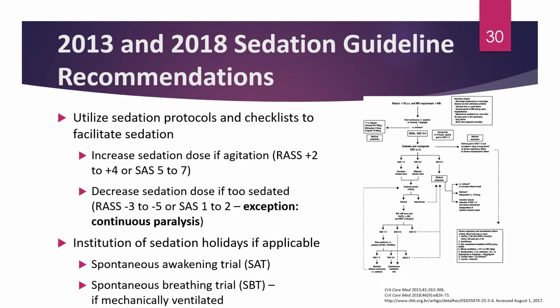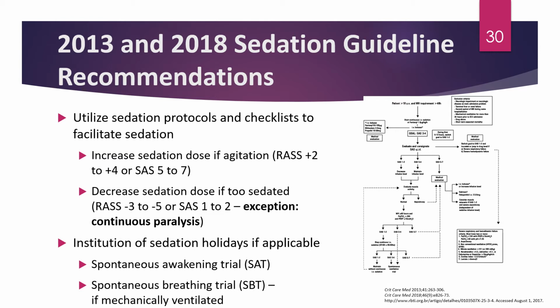In terms of the sedation guidelines and recommendations, you want to use sedation protocols and checklists at your individual institution where you will do rotations or work to facilitate sedation. So you will want to increase the sedation dose if your patient is agitated. Say if your patient has a RASS score of +2 to +4, that's obviously on the agitated side, or a SAS score of 5 to 7. You're going to want to increase that sedation dose to go back to your goal, which is obviously lower than that +2 to +4 or 5 to 7 for RASS and SAS respectively.